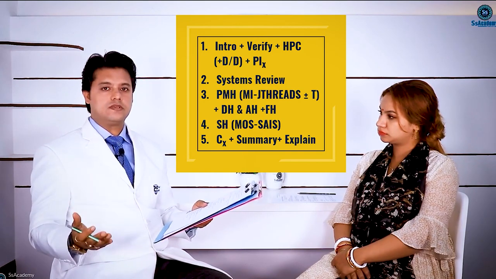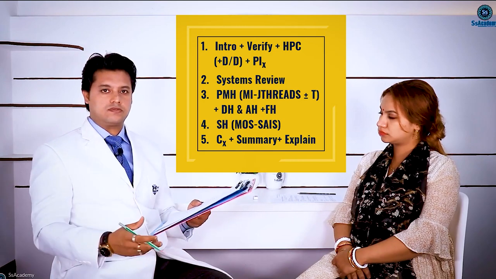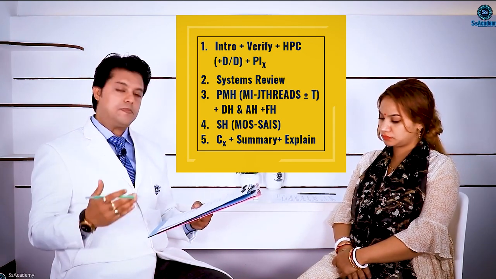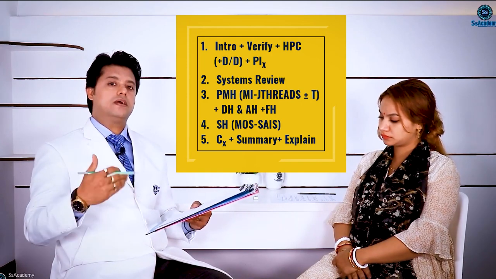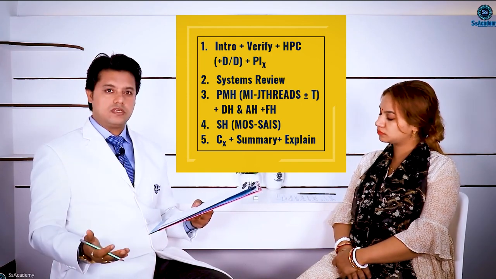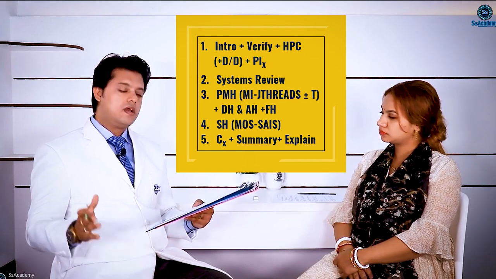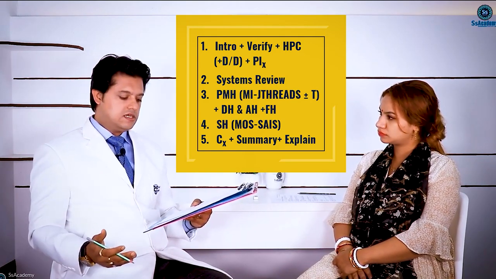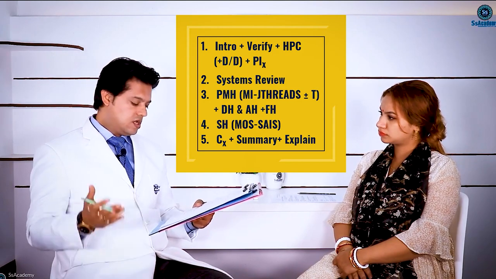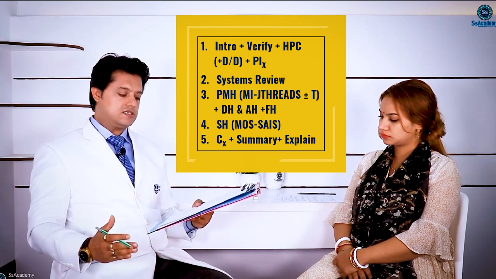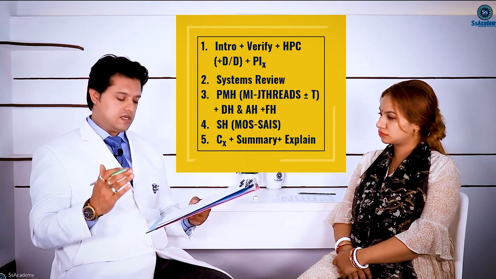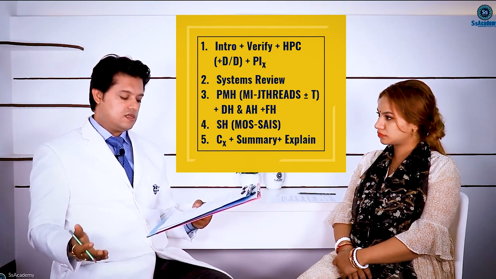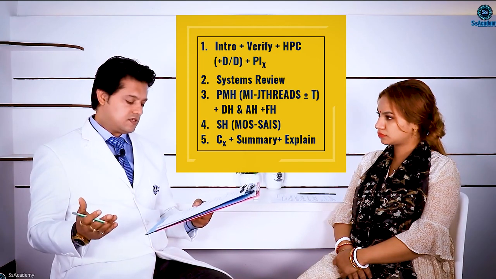Second bundle pack, the systems review. So the head to toe, all the questions that should be asked are in the second bundle pack, the systems review. Third bundle pack is the past medical history that includes the MI, JACCOL threats, with or without the four T's that you need to remember, along with the drug history and allergic history, that includes the ABC, and last is the family history. So the past medical history, drug history, allergic history, and family history, these are included in the third bundle pack. And the fourth bundle pack is the social history, that the most size that you can remember.